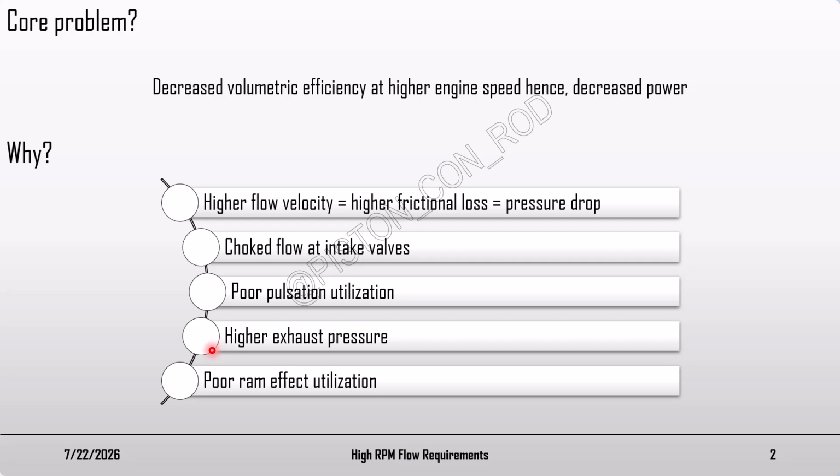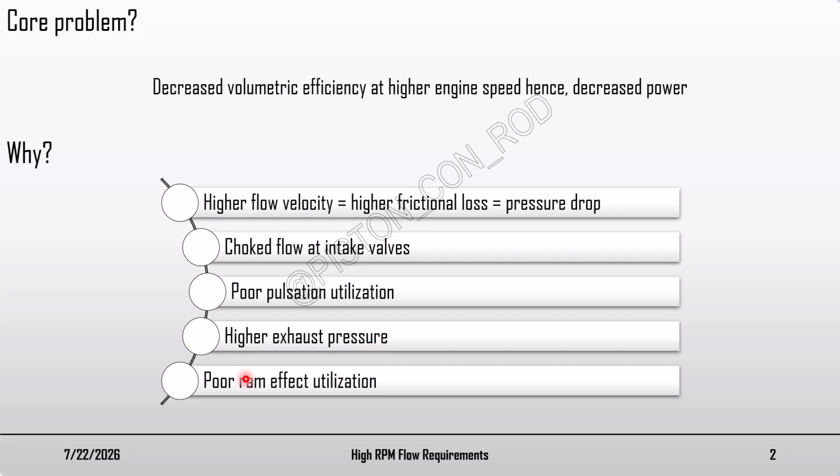The fourth one is higher exhaust pressure. As the RPM goes up, it means that in the same amount of time, you're pushing more flow and mass through the exhaust system. Because of that, the exhaust pressure goes up and you get much more exhaust back pressure. So if you can somehow decrease that exhaust back pressure at higher RPMs, you get much more volumetric efficiency, and hence power and torque.